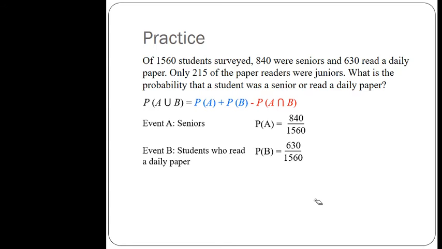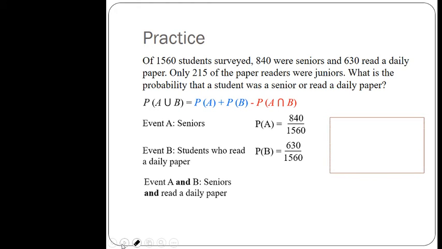Usually finding those probabilities is easy. Now it's the intersection that can take a little bit of thinking. So I'm going to draw that Venn diagram. Here's my entire set, or sample space, of 1,560 students. I'm going to draw two circles, one for seniors and one for daily paper readers. I make them overlap because I know they're inclusive and there's an intersection. Now I'm going to start filling in the numbers.